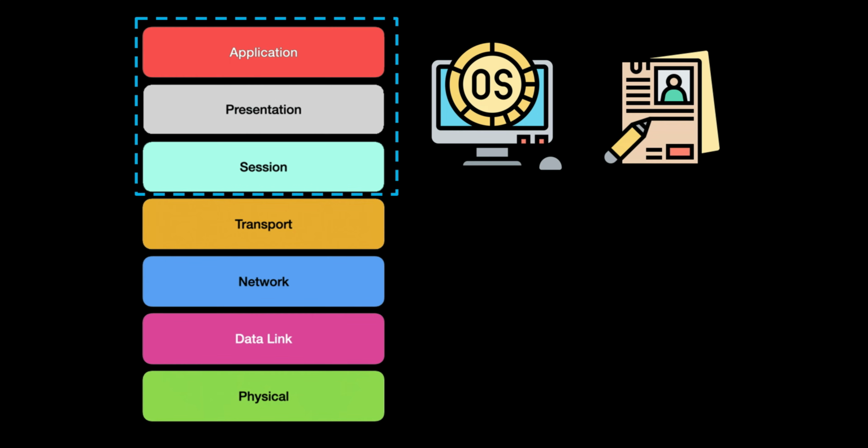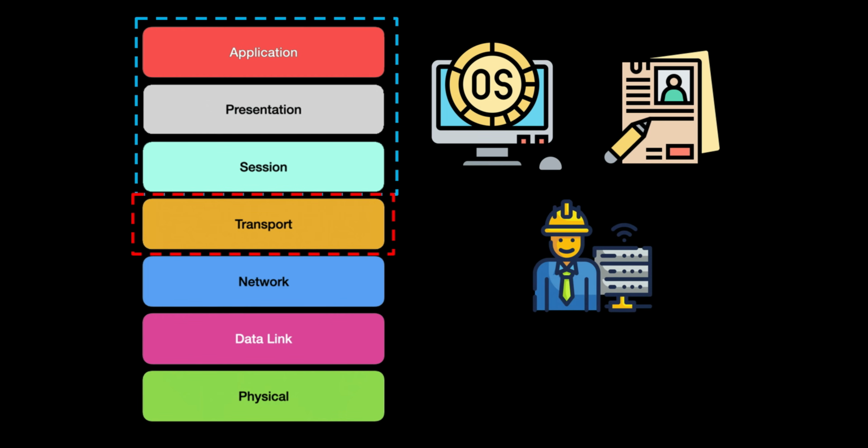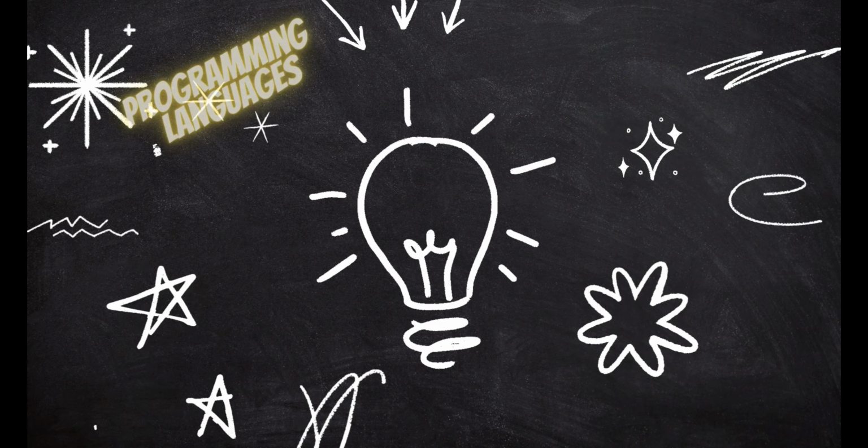Those are the application layer, presentation layer, and the session layer, which are totally controlled by the operating system and the application itself. The network engineer doesn't have any control over the traffic through those layers. The transport layer is the first layer where involvement from a network engineer is possible. So in this chapter, we are going to discuss the transport layer.